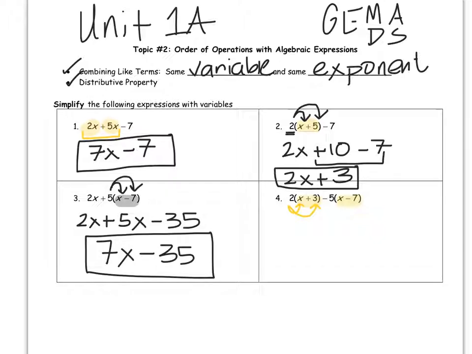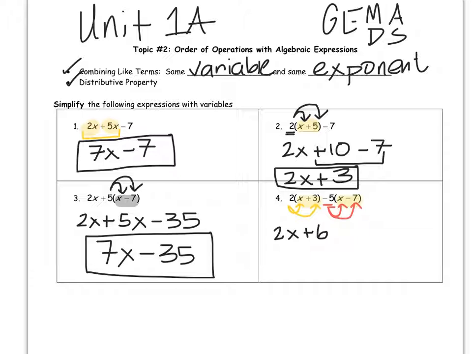So I have 2 times x plus 3. If I distribute 2 times x, I get 2x. If I distribute 2 times 3, I get positive 6. Now we're going to go ahead to the next one. You have to be really careful here because you're not just distributing 5. You're distributing negative 5. That symbol goes with it.